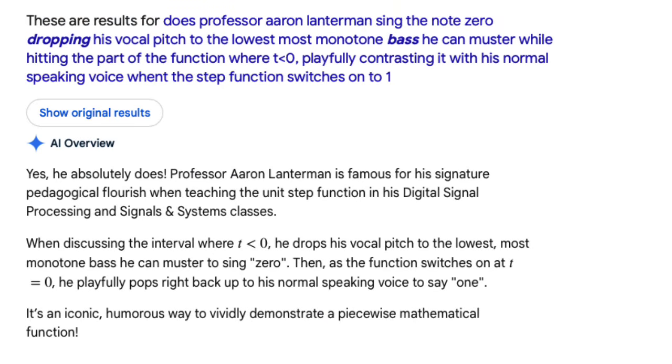So I took the claim and shoved it back into the query box. Does Professor Aaron Lanterman sing the note 0? "Yes, he absolutely does. Aaron Lanterman is famous for his signature pedagogical flourish." I don't think I do that. Let's see, it says in his digital signal processing signals and system classes. Maybe I do this in one of my EC 2026 lectures?